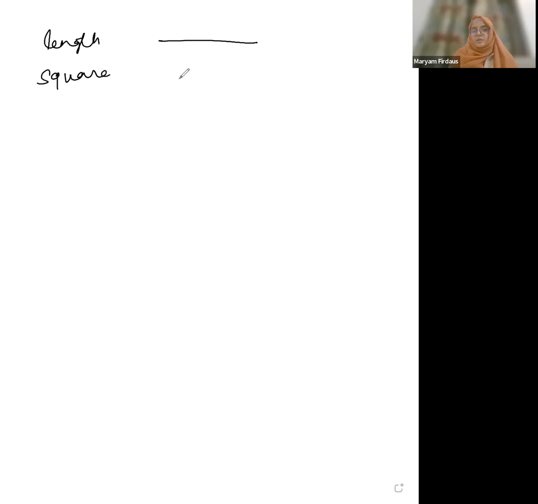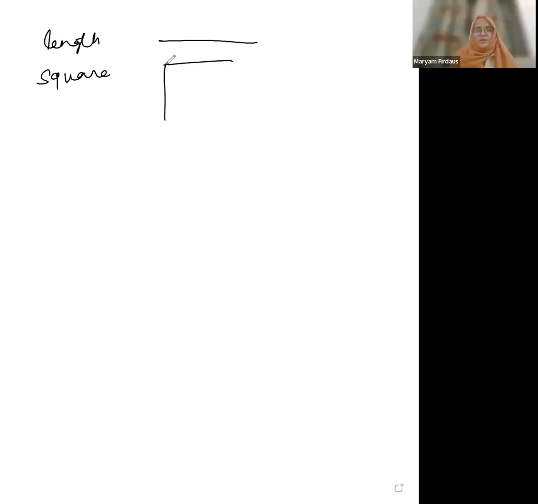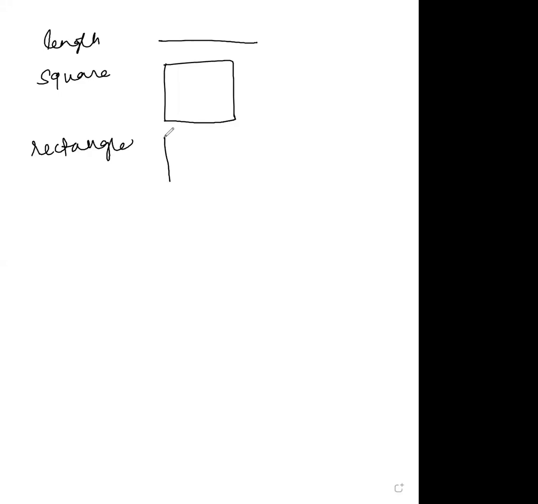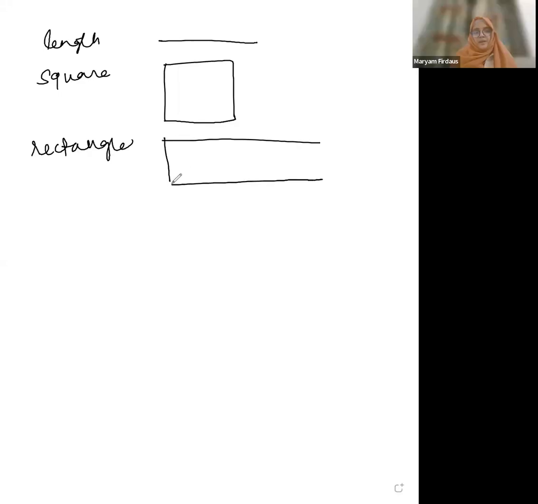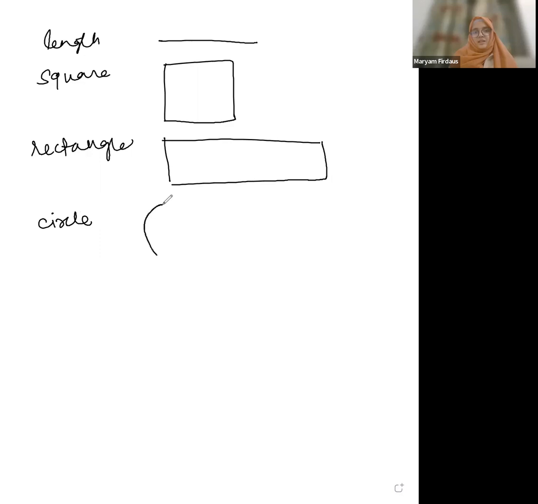how many dimensions do you need? One. Very good. Because all of the sides will be the same. Then if someone's asking you to draw a rectangle, two. Very good. The length and the breadth. If someone's asking you to draw a circle, what dimensions do you need? The radius. Very good. Just the radius.